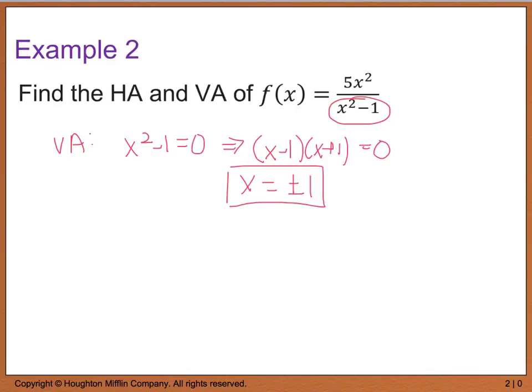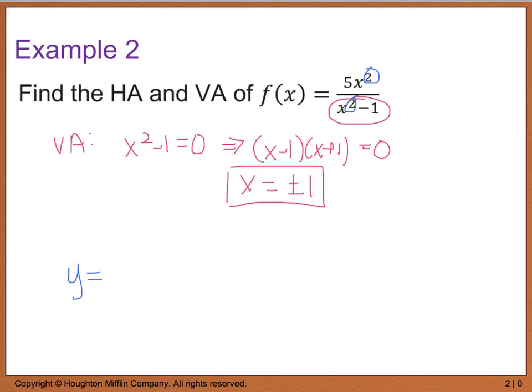Then I'm going to look at my horizontal asymptote. To find out if I have a horizontal asymptote, I'm going to look at the degree of the denominator and the numerator. Well, in this case, both the degree of the numerator and denominator are the same, so I'm going to take a ratio of their coefficients.